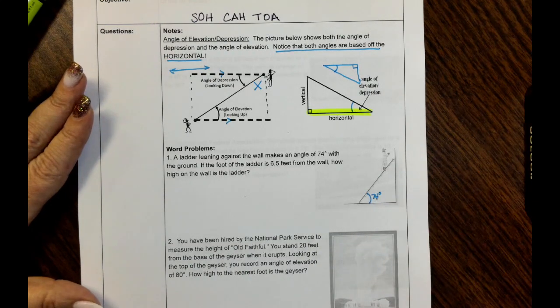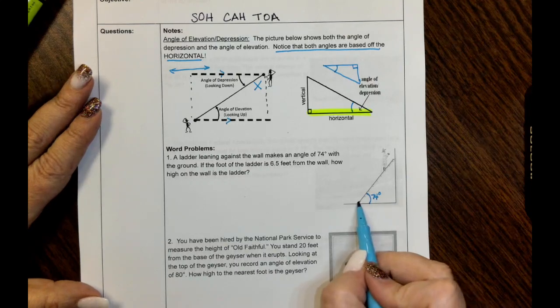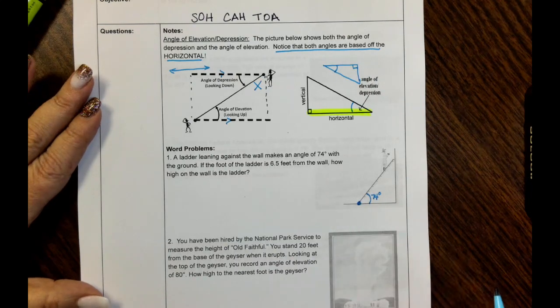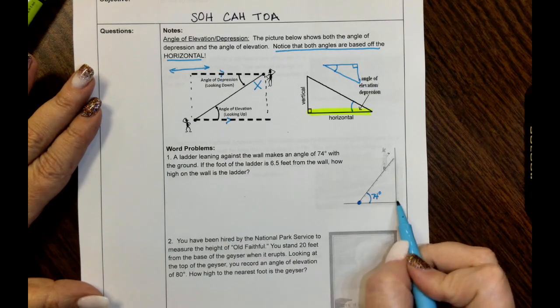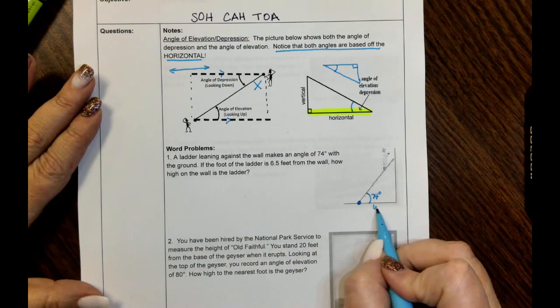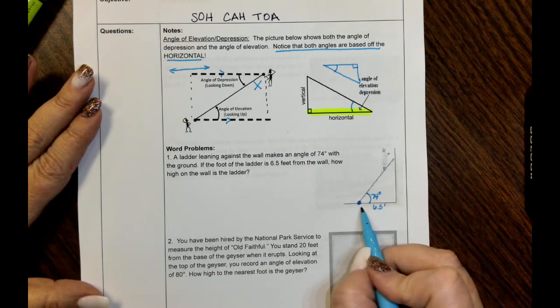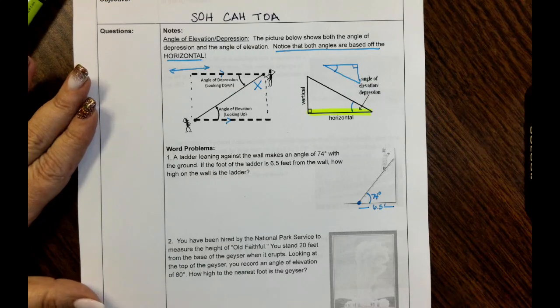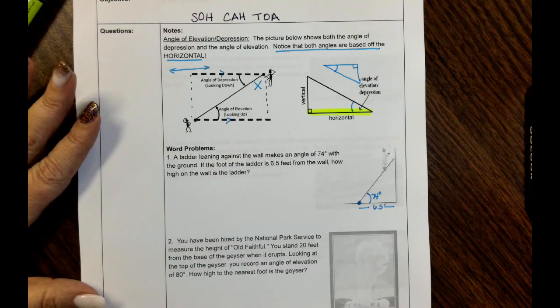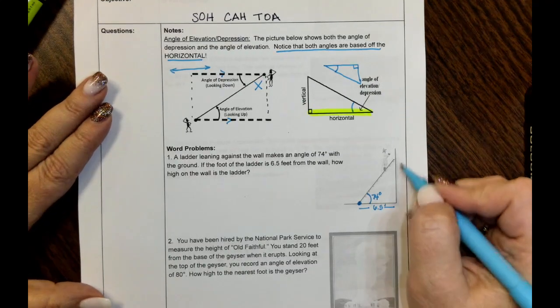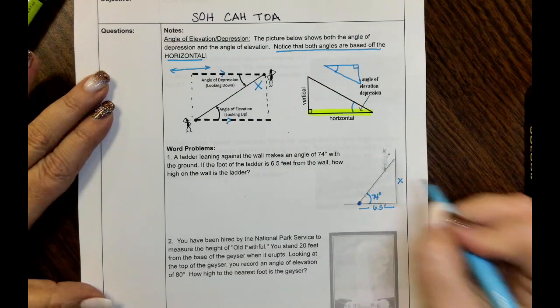If the foot of the ladder, here's the foot of the ladder, is 6.5 feet from the wall. Here's the wall. So it is 6.5 feet from the wall, from here to here. How high on the wall is the ladder? So I want to know how high up I can reach. So that is where your variable goes.